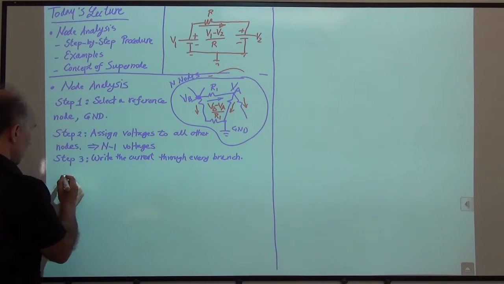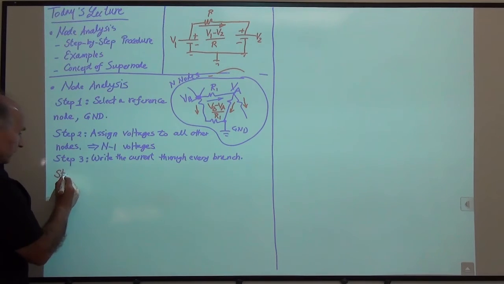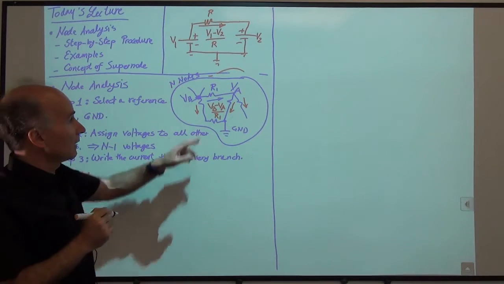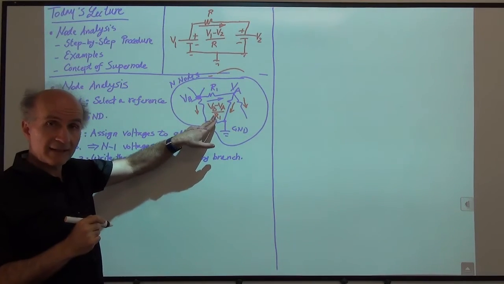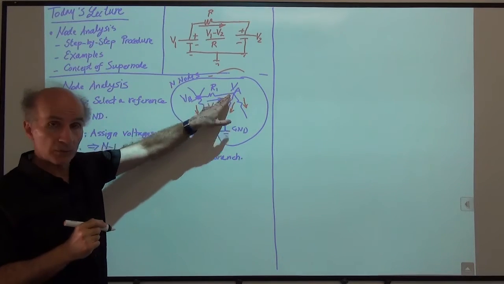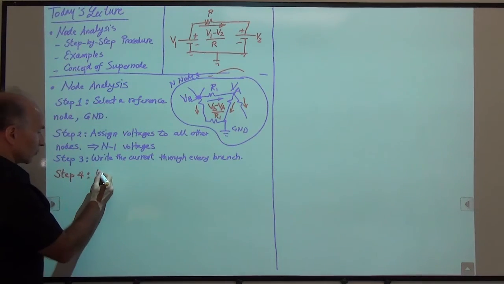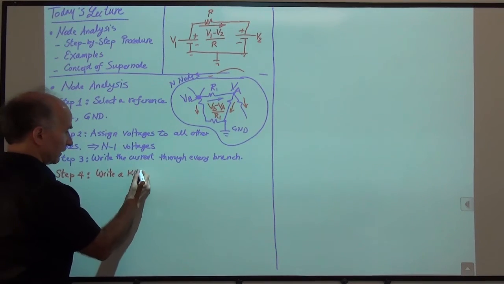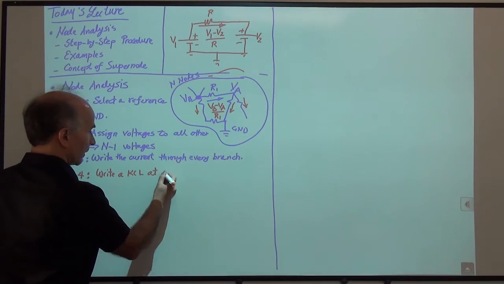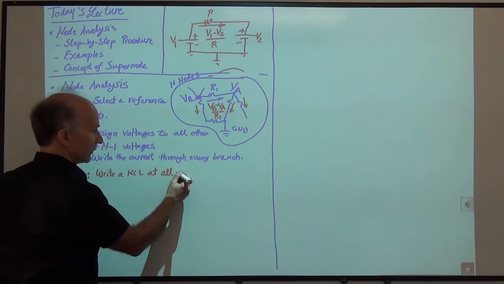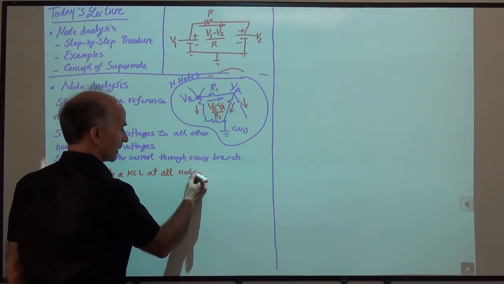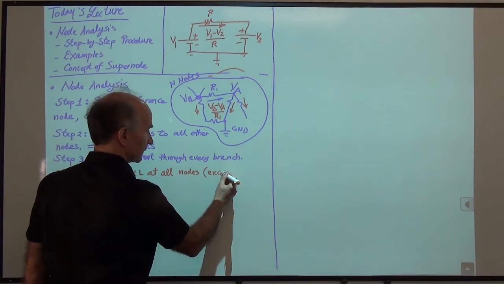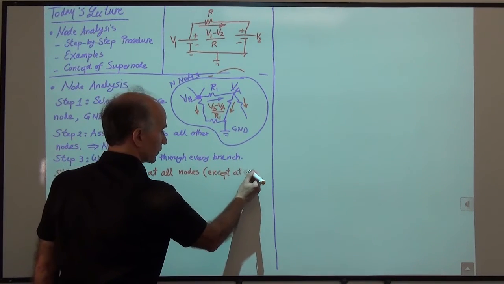All right, now we go to step number 4. Since I have all of the branch currents, I can write a KCL at every one of these nodes. So write a KCL at all nodes except at ground.